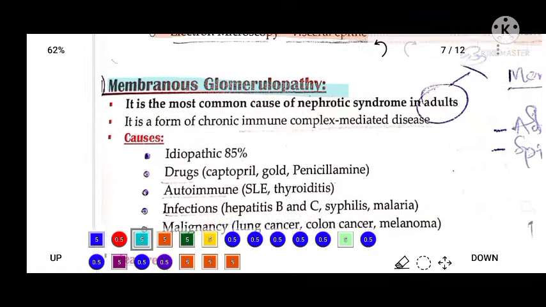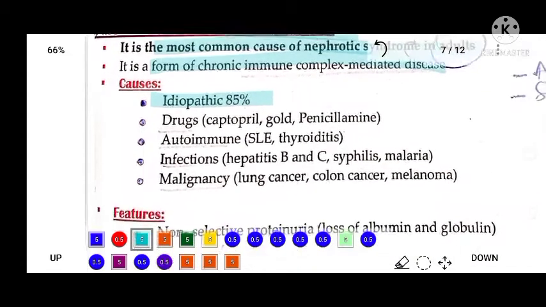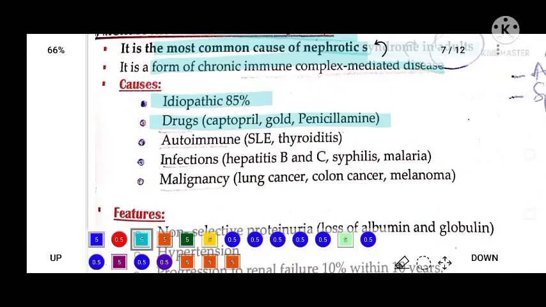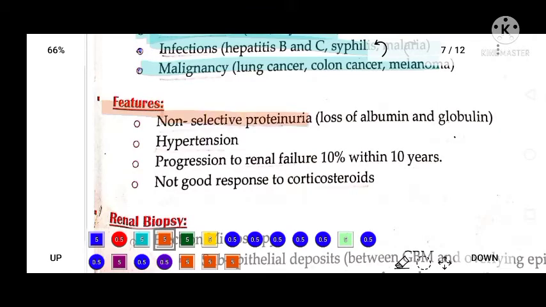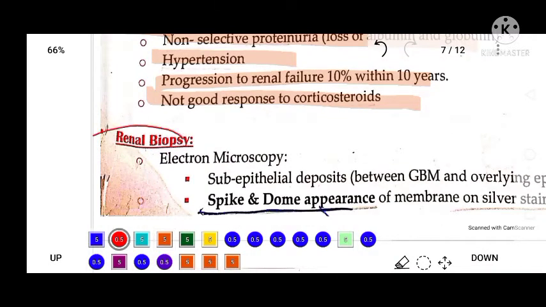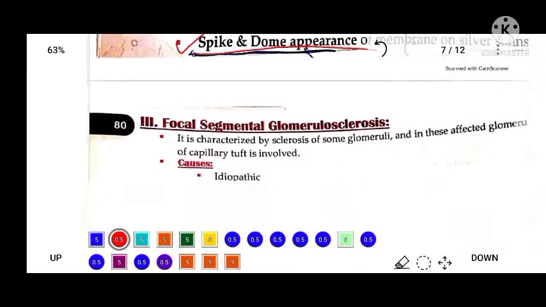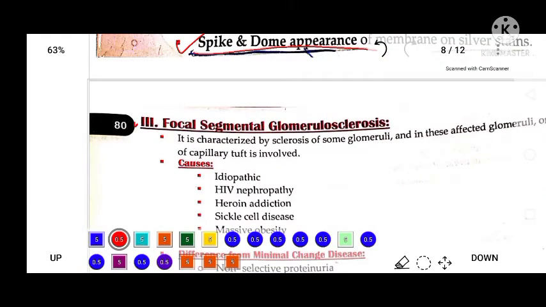Now, membranous glomerulopathy is the most common cause of nephrotic syndrome in adults, and it is a form of chronic immune complex mediated disease. Its causes are idiopathic, drugs like captopril, penicillin, and gold, autoimmune disease, infections, and malignancy. Features are non-selective proteinuria, hypertension, progression to renal failure, and no good response to corticosteroids. Renal biopsy is performed, and electron microscopy shows a spike and dome appearance.